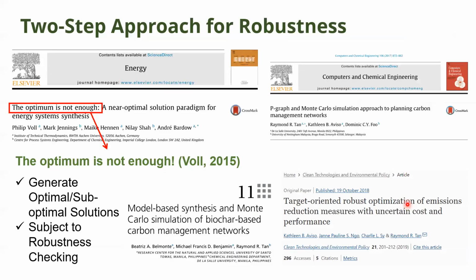One way to address this is to generate optimal and suboptimal solutions, because the optimum solution is not enough. The next step is subjecting these solutions to robustness checking. This is based on the concept that the optimum is not enough. The decision maker has to check the suboptimal solutions as well. And this two-step approach has been demonstrated in biochar and decarbonization networks, but has not yet been applied to NET portfolios.